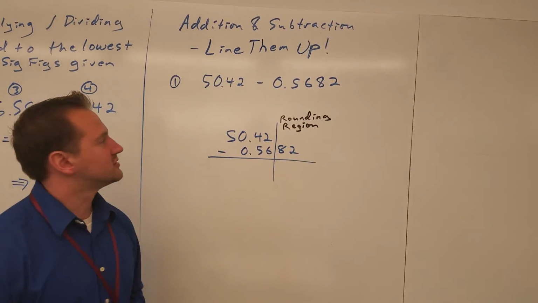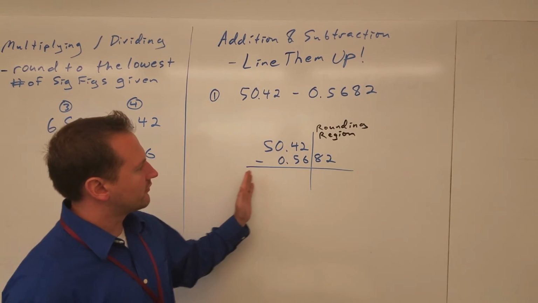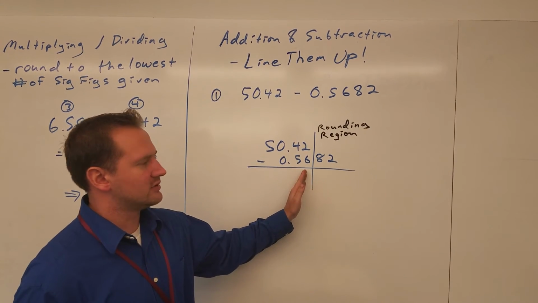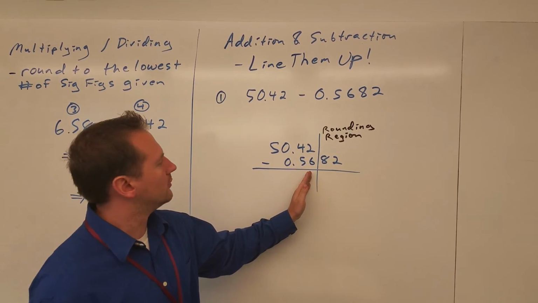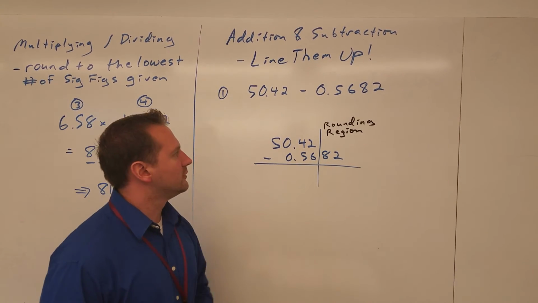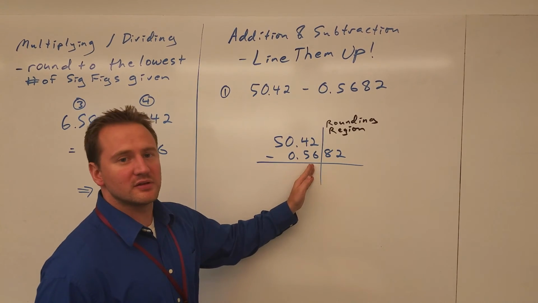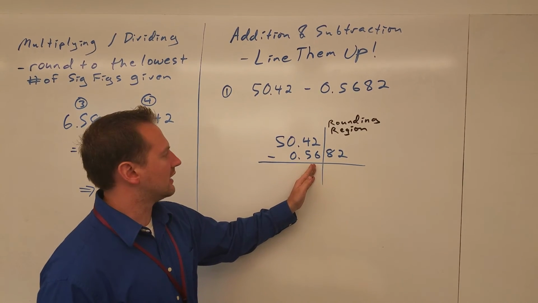When we're doing addition and subtraction, what we've got to do is line up the numbers and look to the furthest place to the right at which they have a digit in common, or a significant figure in common. If we were to subtract 0.5682 from 50.42, when we line them up, we see that the hundredths place is the furthest place to the right that they have in common.